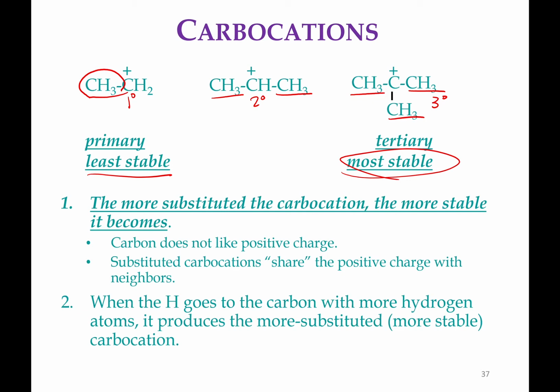Like I said, it gets by with a little help from its friends. Carbon does not like being electron deficient, having that positive charge. So the substituted carbocation shares the positive charge with its neighbors, causing it to be just a little bit more stable. So when the hydrogen goes into the carbon with more hydrogen atoms, it's actually producing a more substituted or more stable carbocation. That's why Markovnikov's rule works.